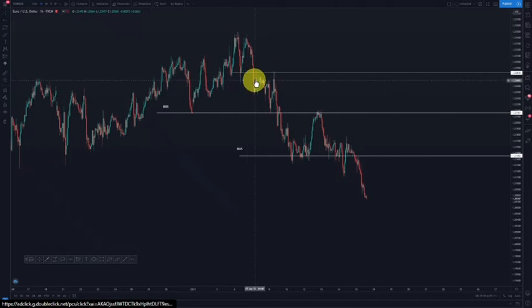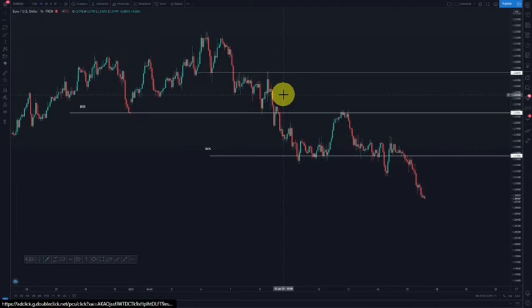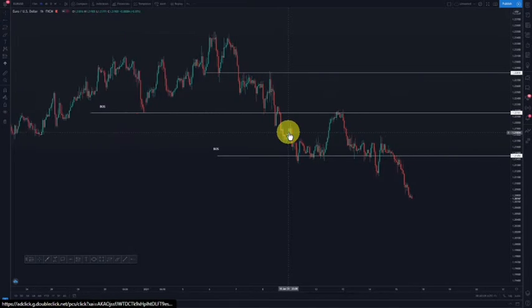We knew that this was a break of structure. Then we expected the market to retest and give us an entry. So this was a bit messy over here, but if we zoom in, we can find a beautiful entry over there. So we had an entry. After getting our entry, the market went down.